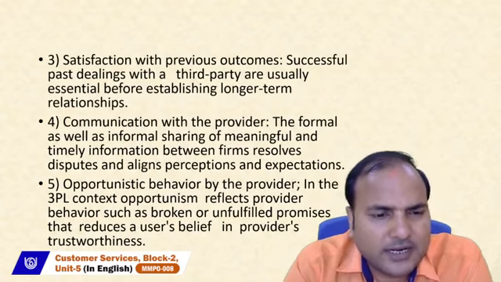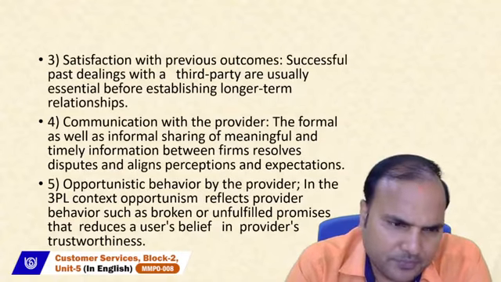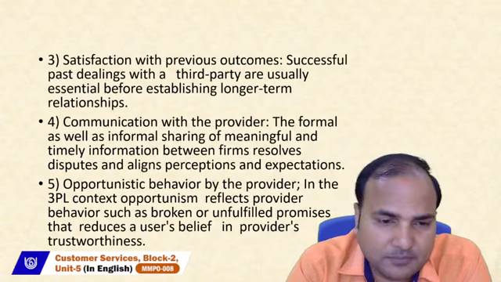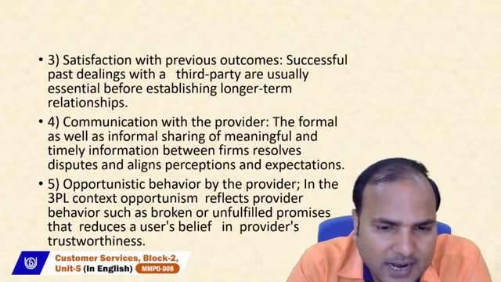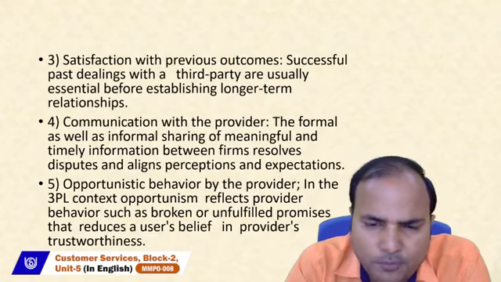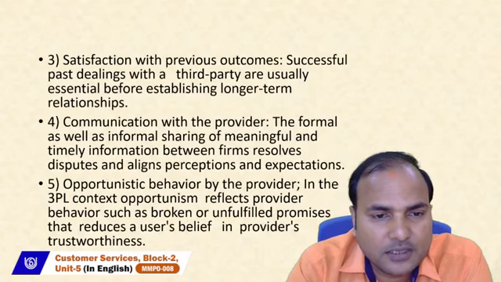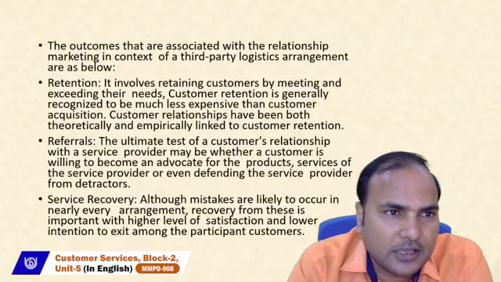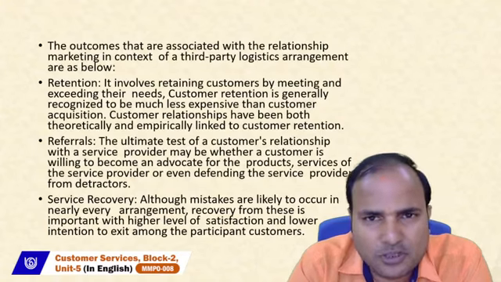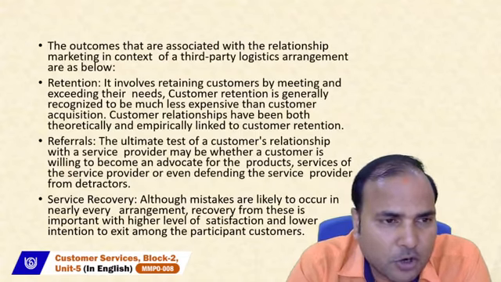And opportunistic behavior by the provider. In the 3PL context, opportunism reflects provider behavior such as broken or unfulfilled promises that reduce a user's belief in the provider's trustworthiness. So here we can say the outcomes that are associated with relationship marketing in the context of a third-party logistic arrangement are as below. What are they?